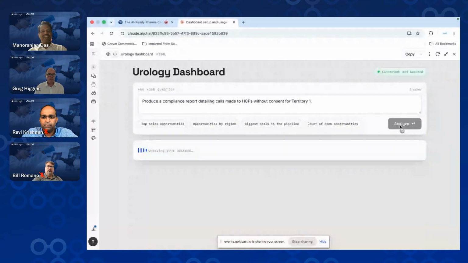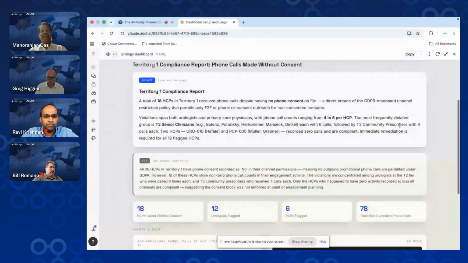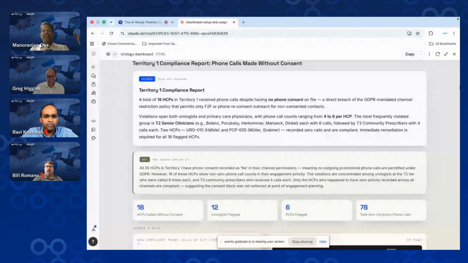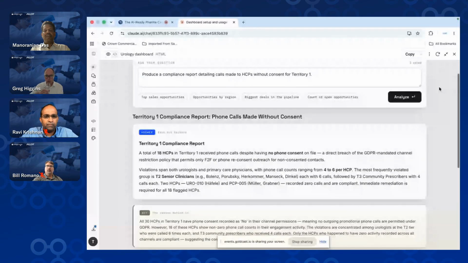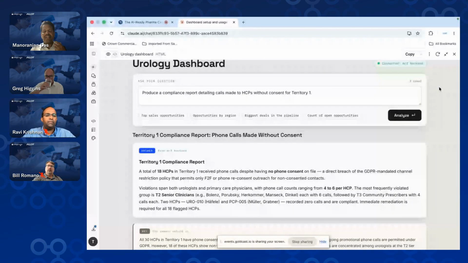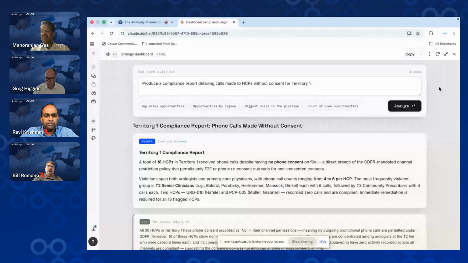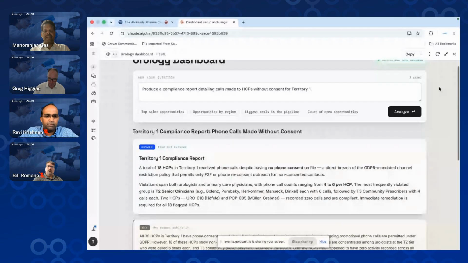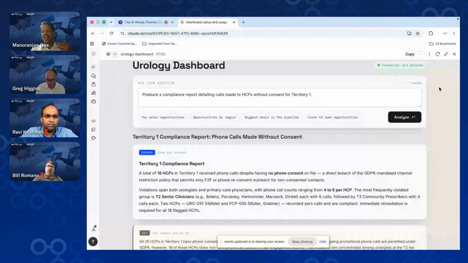So I am switching a little bit from personalized email to the compliance side of things. If I am the compliance manager and I want to see how compliant I am with my calls, because nowadays consent is a very, very critical thing, particularly in the European market. As per the country, we have defined the number of calls or emails that a medical rep or a company can send to a specific HCP.